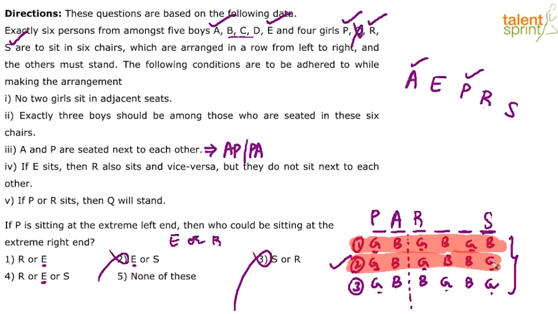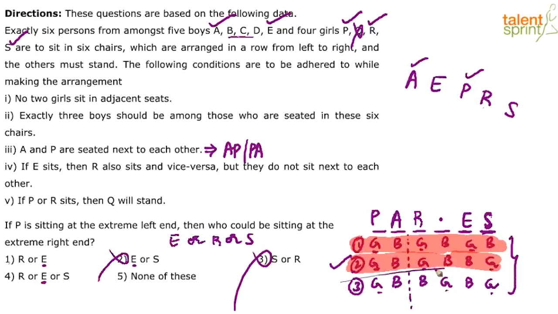In case 2, the other possibilities, the last position earlier we had checked by the girl R, now we are checking by the girl S. So if S comes here, then the girl R has to come here. E cannot come here, E has to come here. And the third boy can come here, B or C or D. So S also can come in the last position. So, or S.